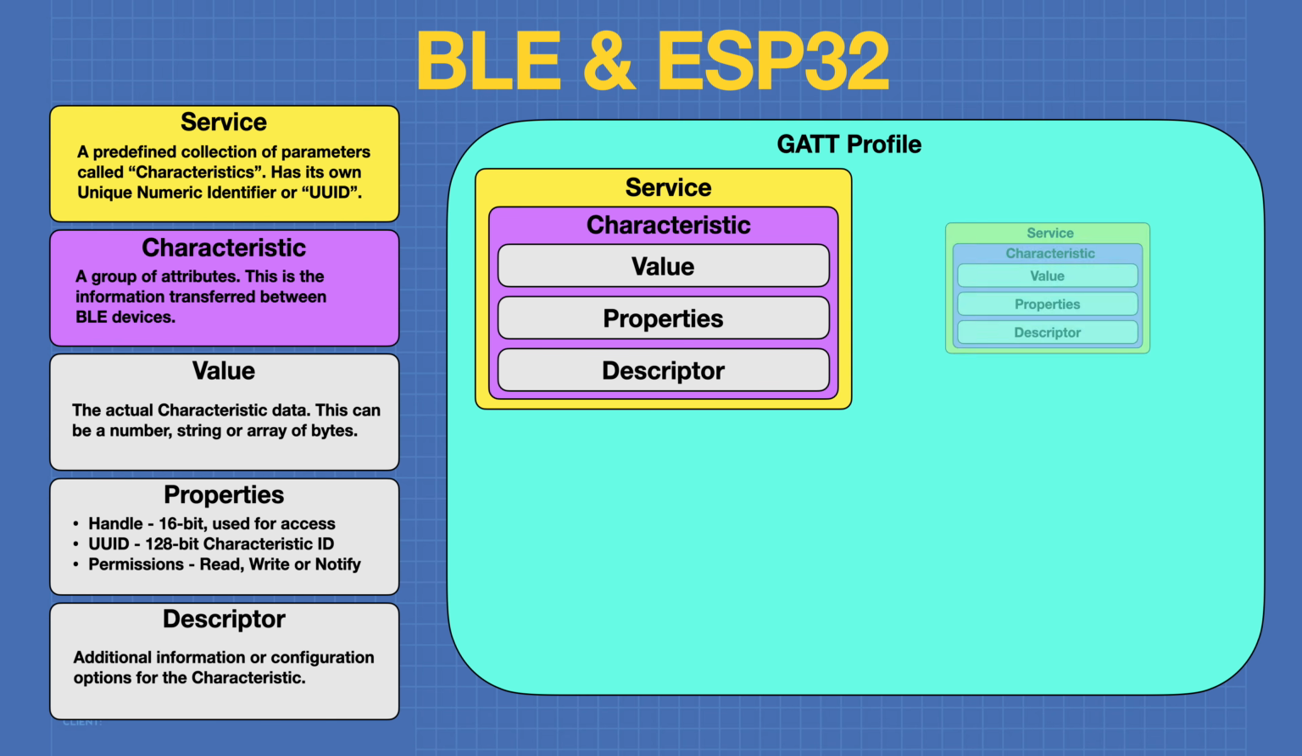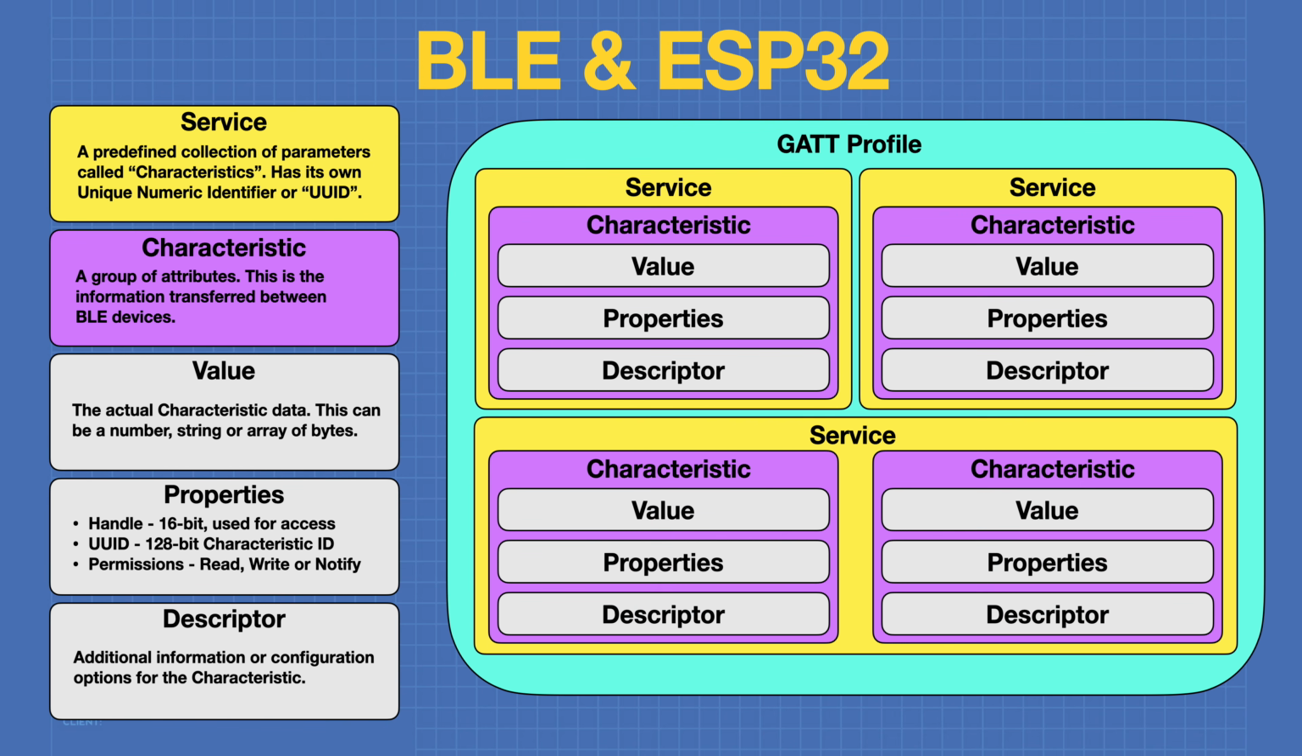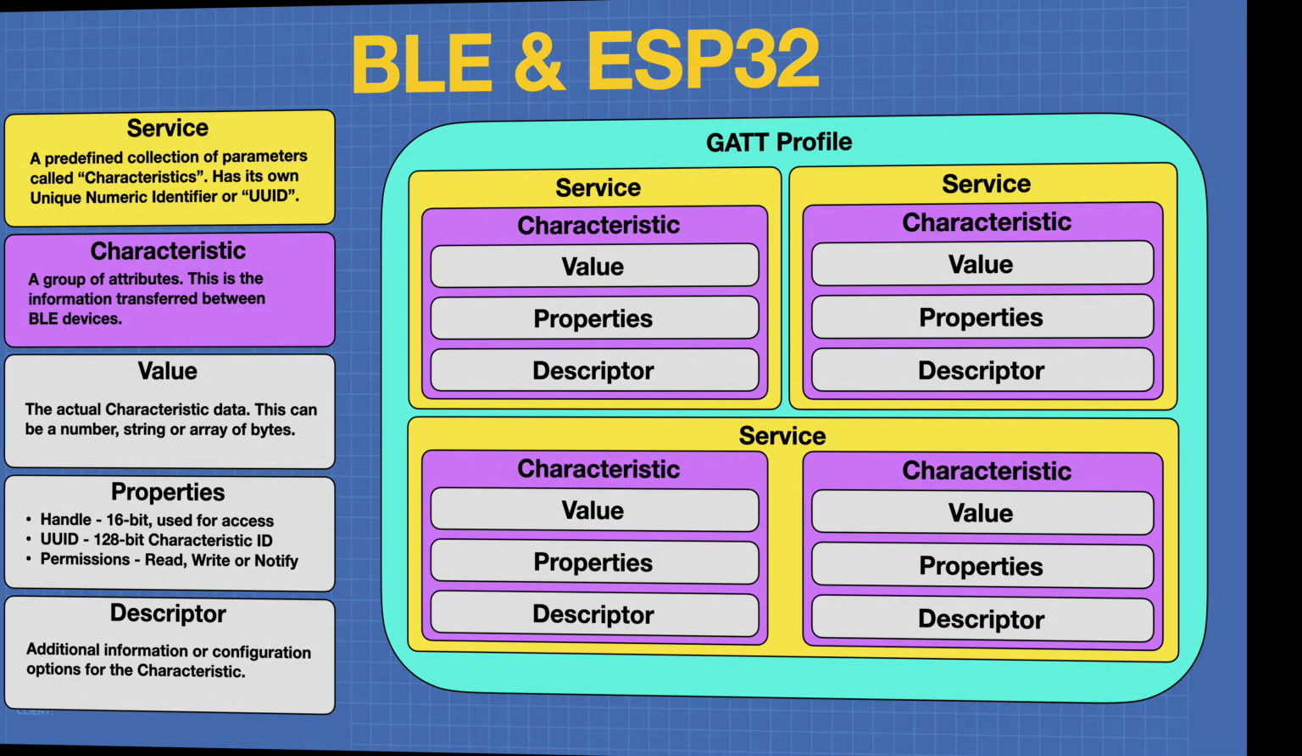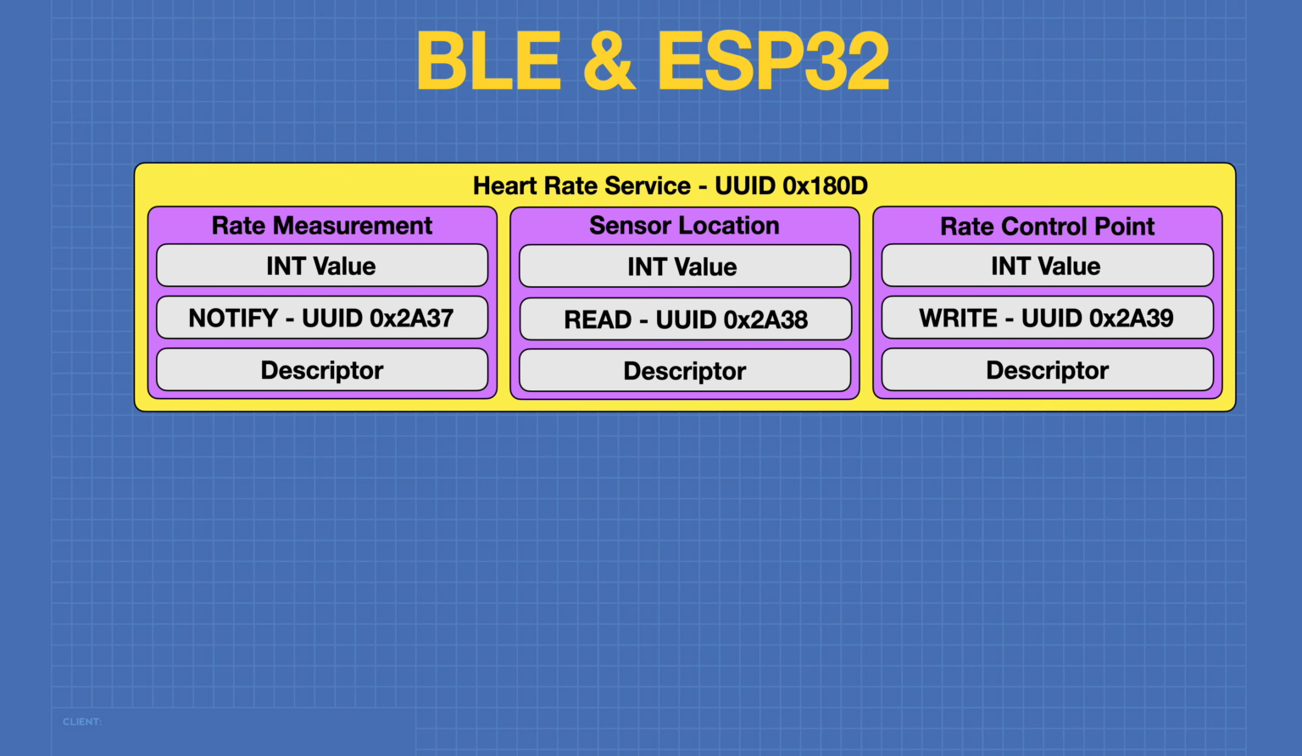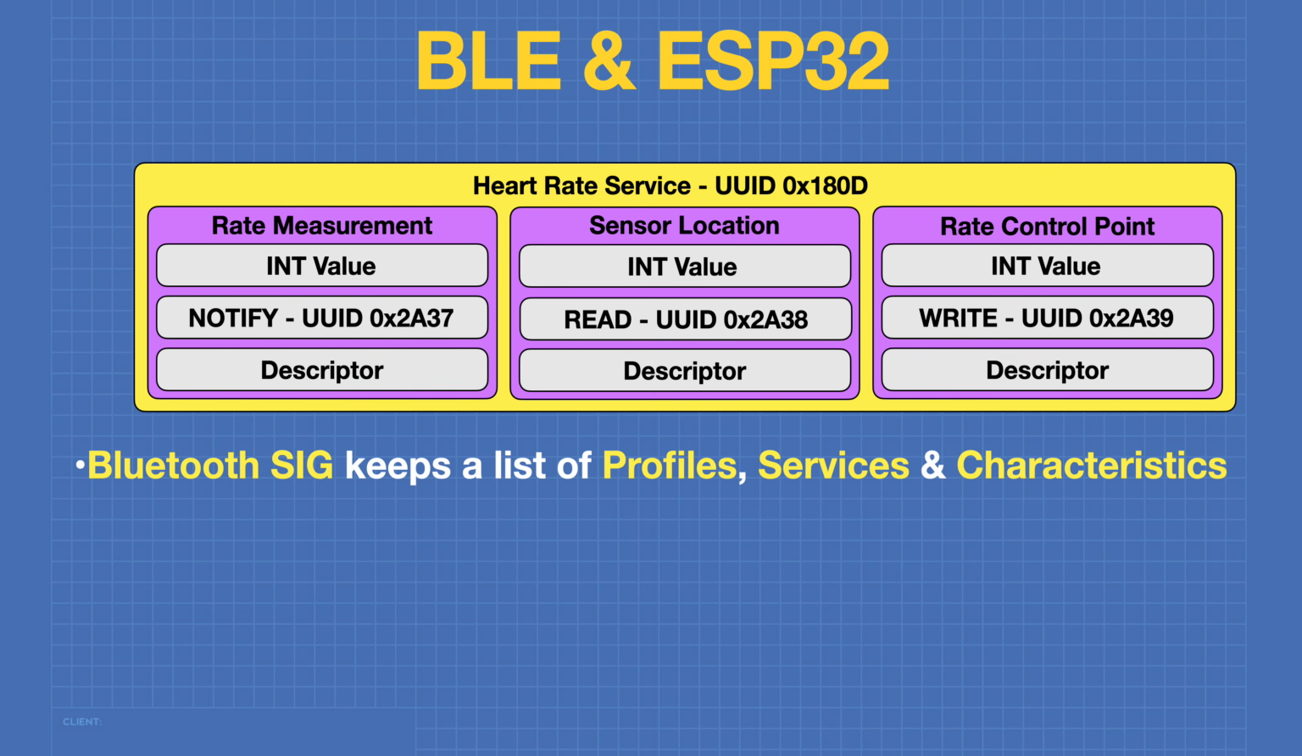A GATT profile can consist of more than one service, and a service can have more than one characteristic. Here's an example of an actual service. This is the heart rate service. Note that it has three different characteristics, and the characteristics and the service all have a unique UUID. The Bluetooth Special Interest Group keeps a list of profiles, services, and characteristics, and you'll find a link to that list in the article accompanying this video.